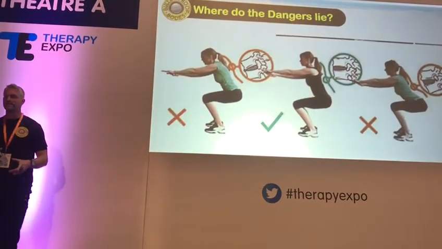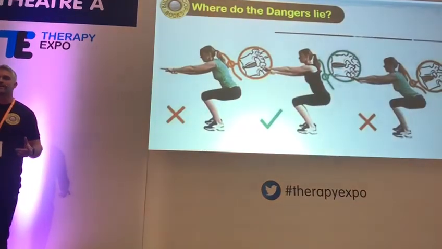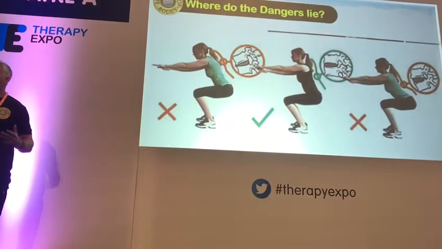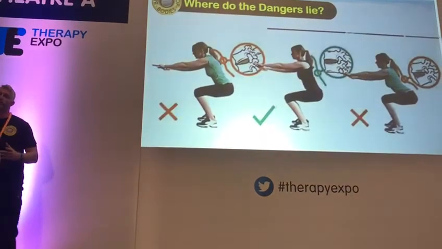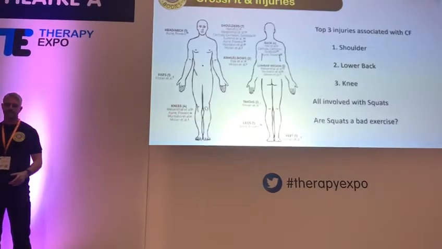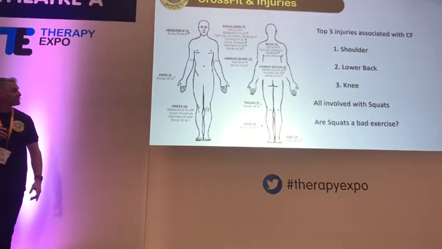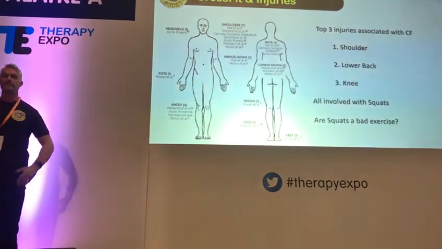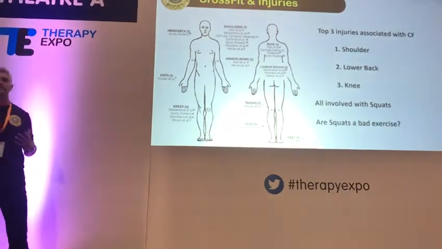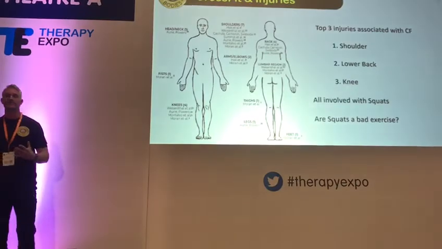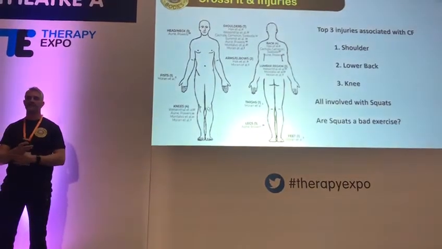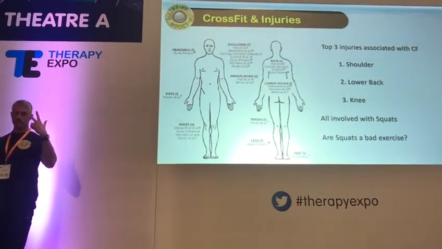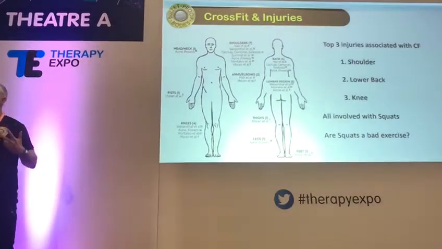And obviously, this slide is a bit of a joke, isn't it? Okay, it was designed to show you that we can't maintain a neutral spine in anything we do, and we shouldn't be trying to be hyper-vigilant of that neutral spine position. So that hasn't come out as well as hoped, but there are various studies from CrossFit that show you where CrossFitters are getting injured. And the majority of CrossFitters, if you've seen any of my presentations, okay, it's going to be the shoulder, the lower back, and the knee. And those 3 areas are most vulnerable during the squat.